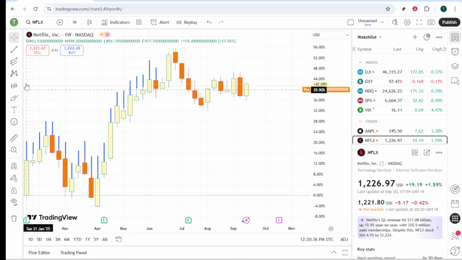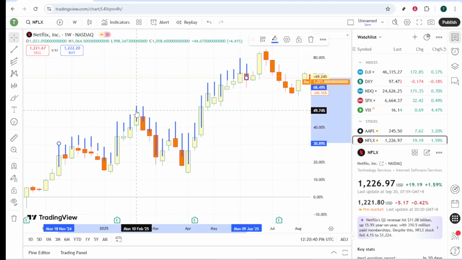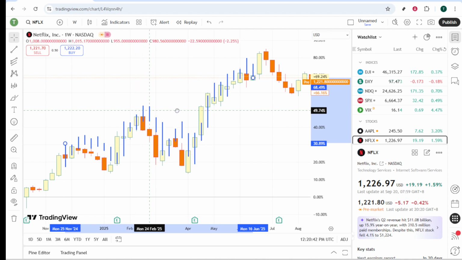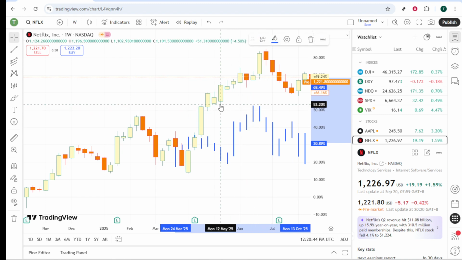Moving to the sides of the bar, you'll notice small horizontal lines, or ticks. The tick to the left represents the opening price for that period, while the tick on the right shows the closing price. Having a clear idea of these prices can greatly assist in identifying trends and in confirming your analysis.